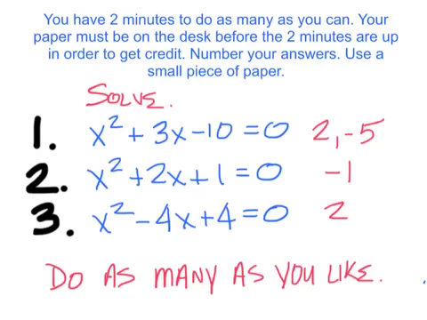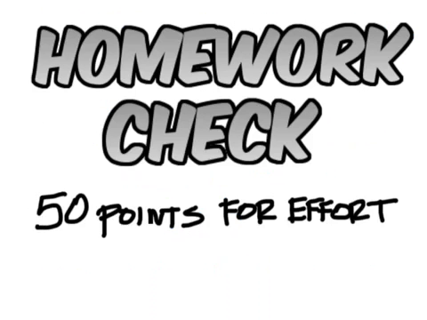Answers should be 2, -5, -1, and then 2. If you wrote -1 twice, I'll count it, and if you wrote 2 twice, I'll still count that. But you only have to write it once. Homework check.